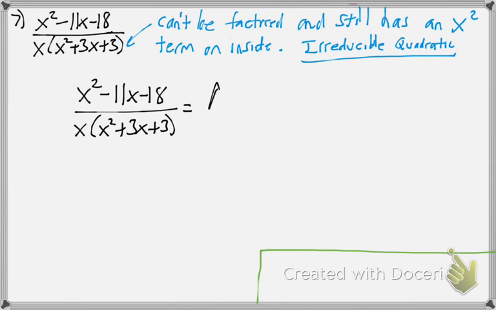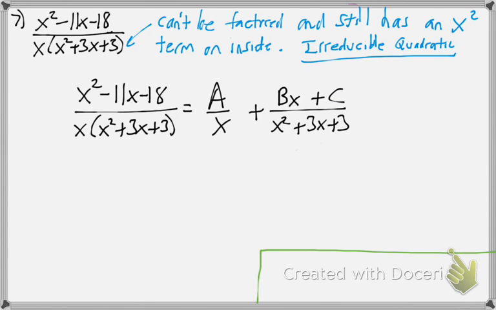So the x is still going to just be A over x, but the irreducible quadratic is going to have not just one variable, but actually a Bx plus C. So we need to take an x that's 1 power less than the power of the denominator, so because it's an x squared, it's an x. So you need B times x plus C.